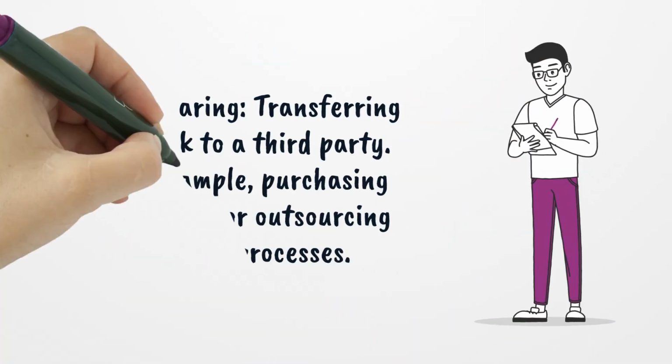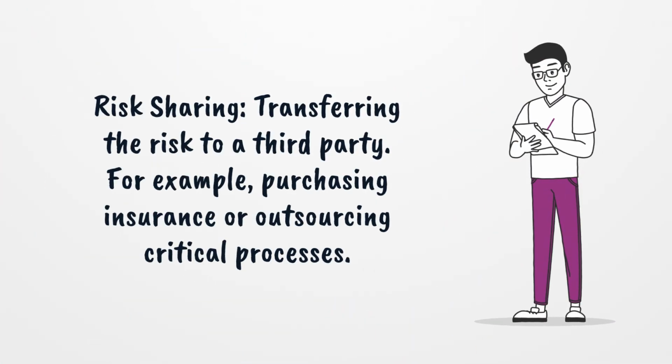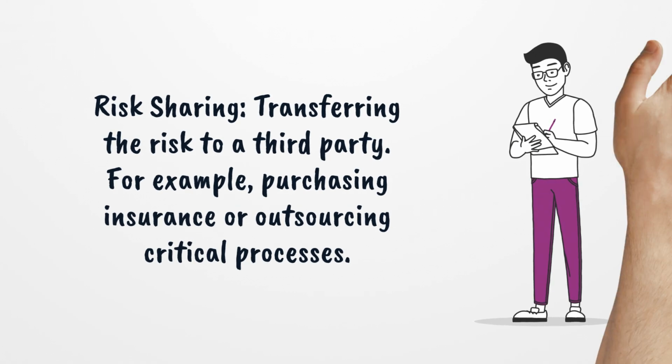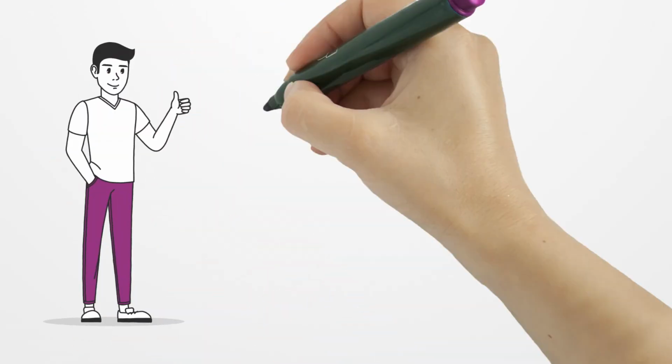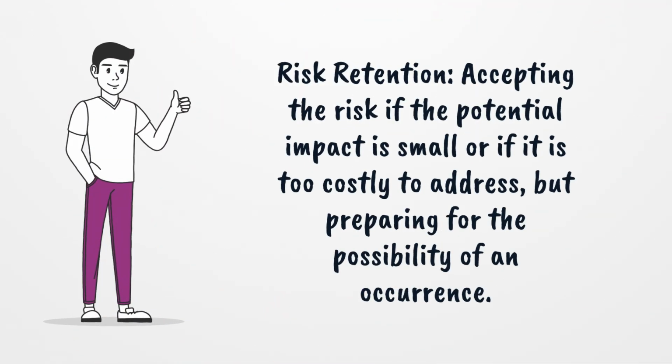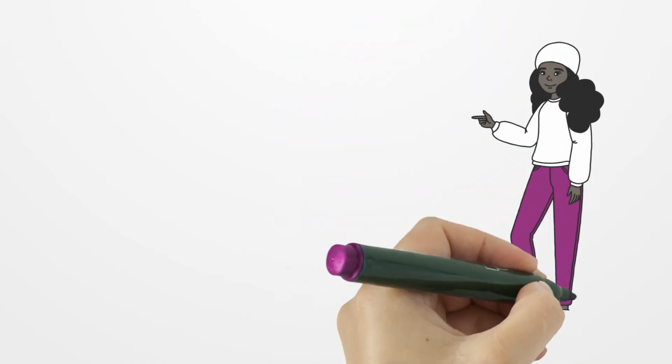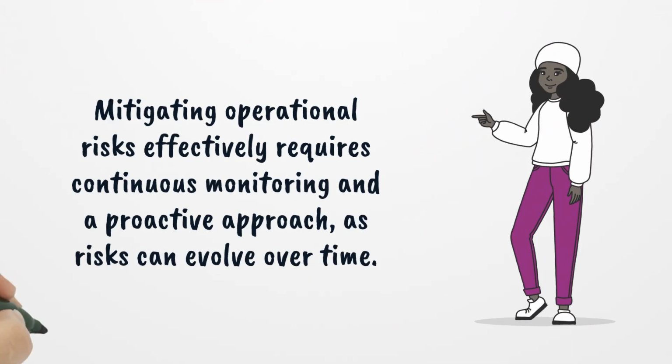Risk sharing, transferring the risk to a third party. For example, purchasing insurance or outsourcing critical processes. Risk retention. Accepting the risk if the potential impact is small or if it is too costly to address, but preparing for the possibility of an occurrence. Mitigating operational risks effectively requires continuous monitoring and a proactive approach, as risks can evolve over time.